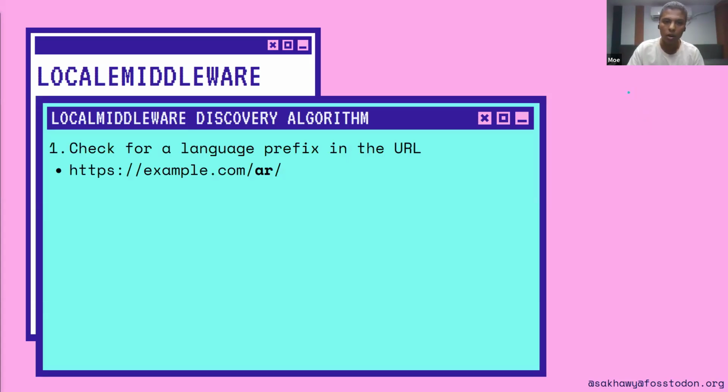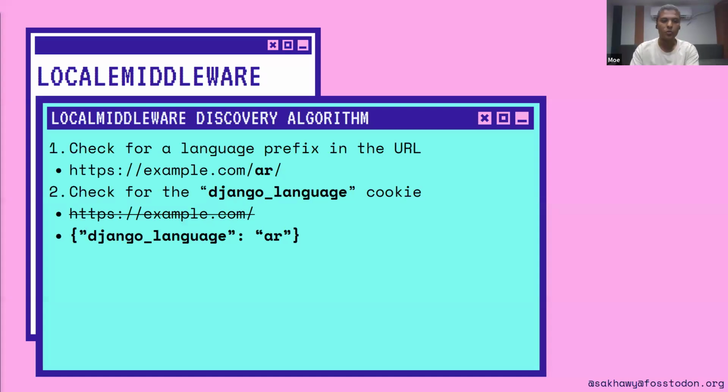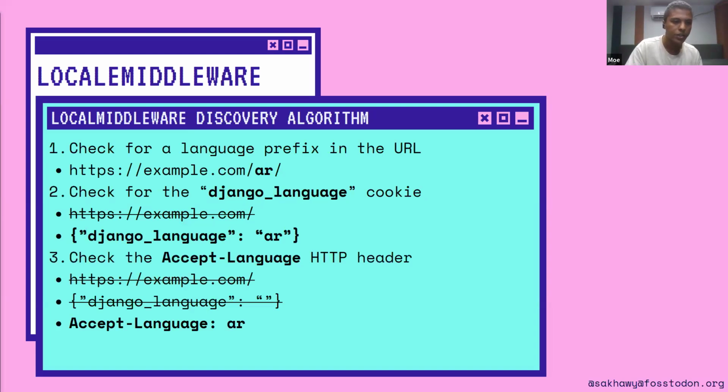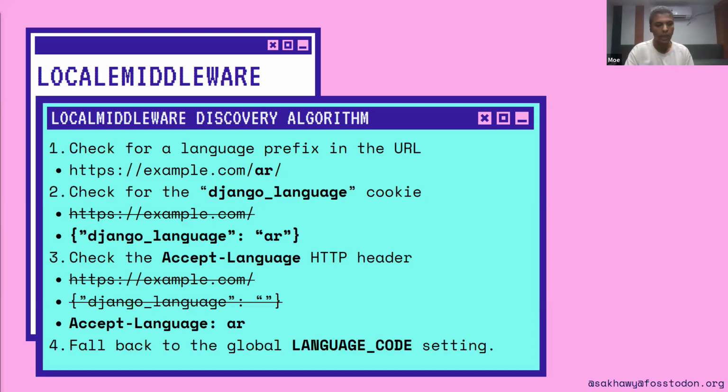It first checks the URL for a language prefix. So for this URL, example.com/ar, it can deduce that the language here is Arabic, and it will get the Arabic version of the page. If we don't have a language prefix in the URL, it will default to using a cookie, where the default name for the cookie is django_language. And if we don't have a prefix in the URL and we don't have the cookie, it will check the Accept-Language HTTP header. And if we don't find any of this, it will fall back to the system-wide language, which is set at the LANGUAGE_CODE setting.